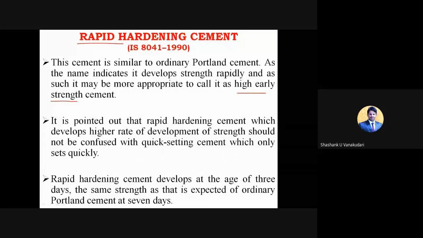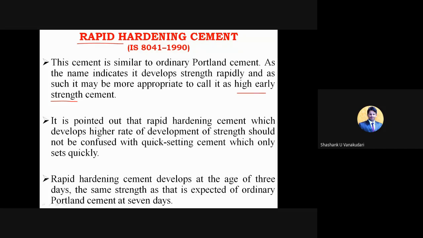That's nothing but, when you add this rapid hardening cement, compared with the OPC, that is ordinary Portland cement, it is going to give strength earlier than ordinary Portland cement. For example, ordinary Portland cement gives a certain strength after 7 days of curing. But when you use rapid hardening cement, it can give that earlier than 7 days. Clear? So rapid hardening cement gives earlier strength than ordinary Portland cement.